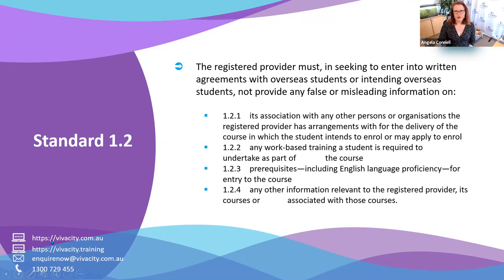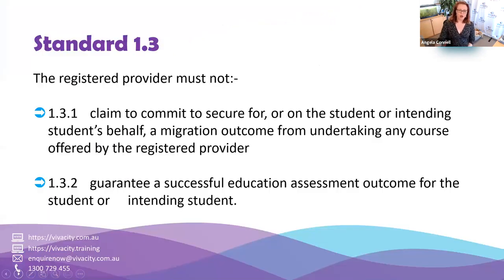There is a risk when you're using third parties that they may provide inaccurate or incorrect information on their marketing. So this is why you need to have one key person within your organisation that is approving all of your marketing. So as a registered provider, you must not claim to commit to secure. So once again, a bit like the employment outcomes and the certificate outcomes, you cannot state that they'll have a migration outcome with enrolment with an international provider. They cannot also guarantee any successful education assessment outcome for the student as well, same as what they had in the standards for RTOs as well.